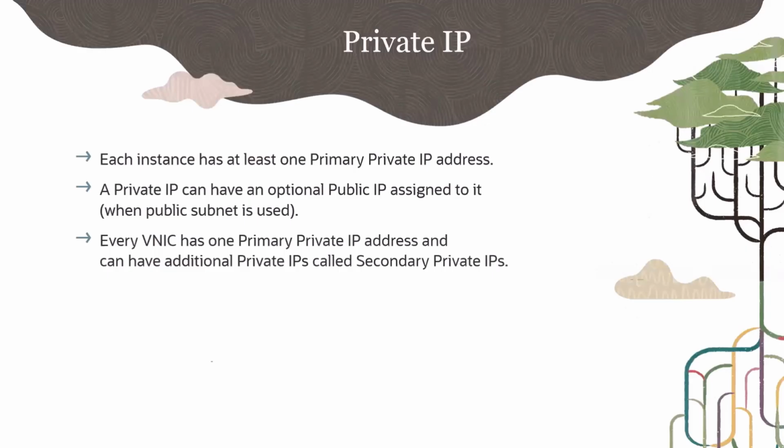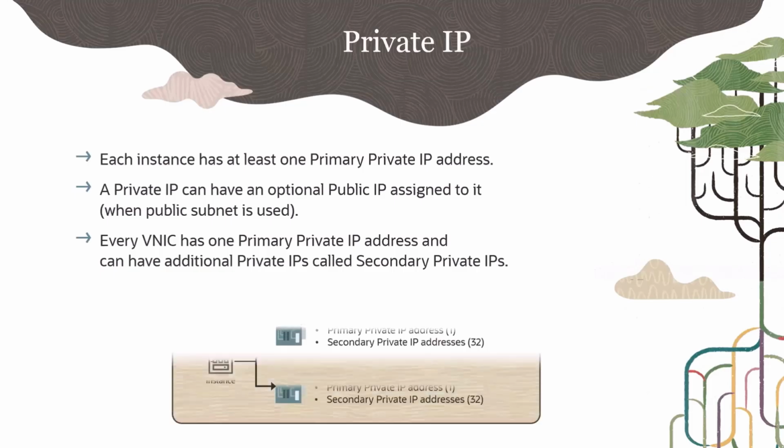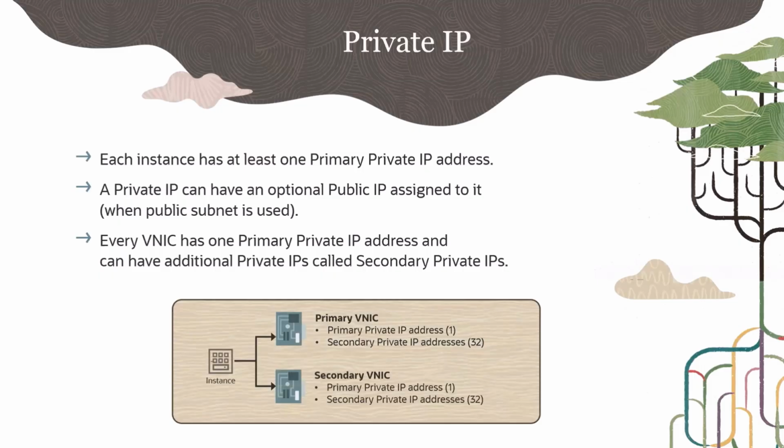Now every VNIC I mentioned can have one primary private IP address and 32 secondary private IP addresses. And this is what you see in this diagram. So this is an instance. You have primary VNIC. If you just have primary VNIC, there is going to be a primary private IP address, 1. And then you can also have up to 32 secondary private IP addresses. If you have another secondary VNIC, then it is again going to have a primary private IP address and up to 32 secondary private IP addresses. So this is what we actually discussed.